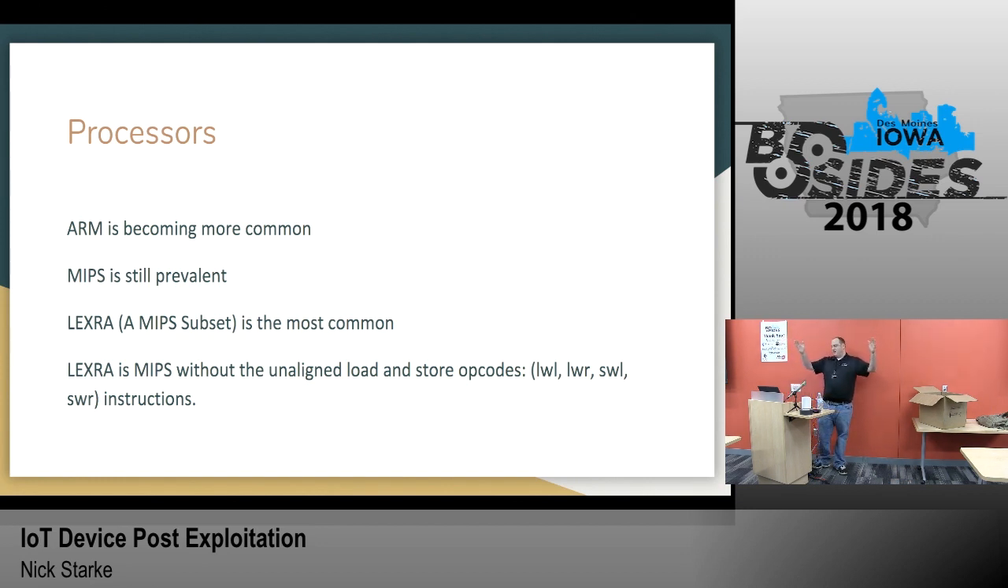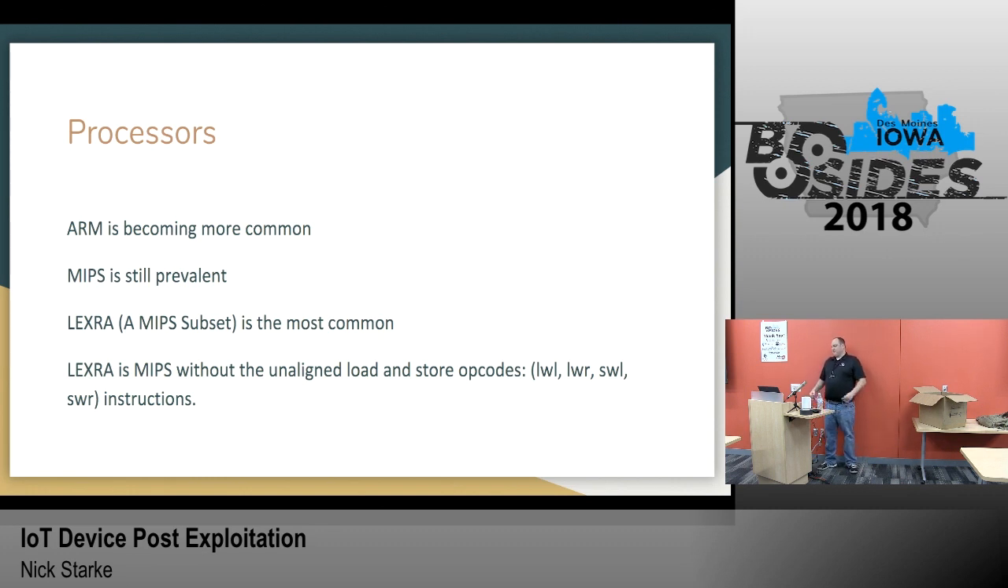Processors, right? I've looked at a lot of IoT devices. The newer ones all seem to be ARM-based. Almost all of the older ones are Lexra or MIPS. And this one is a Lexra processor. Lexra is a subset of MIPS without the unaligned load and store commands, or opcodes.